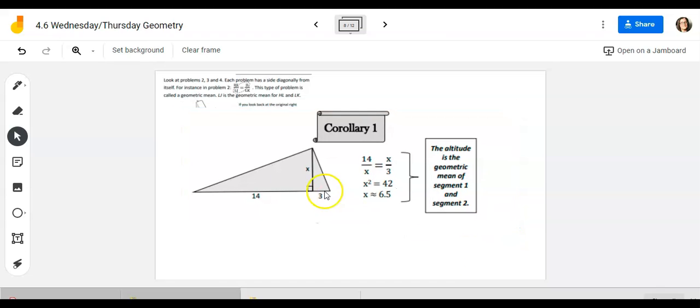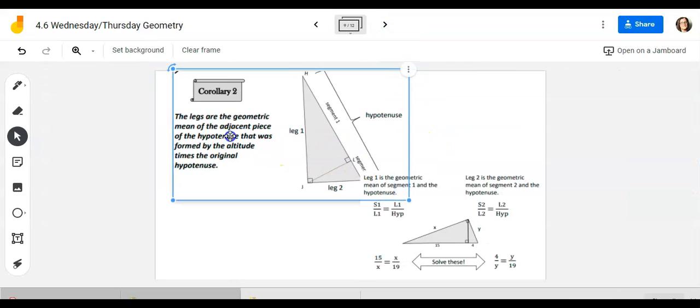If I see this situation, and I tell you this is an altitude, notice how the altitude is going to go here and here across from each other, and the two segments along this hypotenuse, because there's a right angle right here. I don't show it, but it is a right angle. You would multiply 14 times 3, get 42, and then square root that answer. So 6.5 is the geometric mean of 14 and 3. So what they're saying is the altitude is the geometric mean of the two segments on this hypotenuse. So that is called corollary 1.